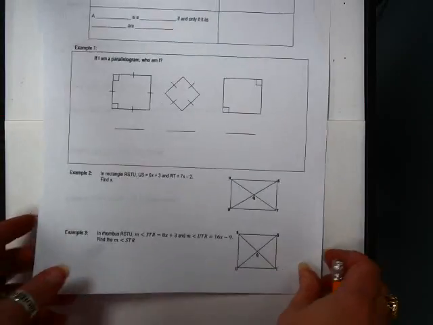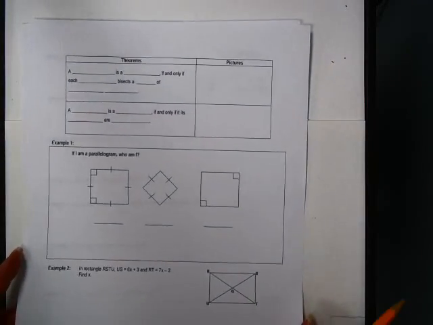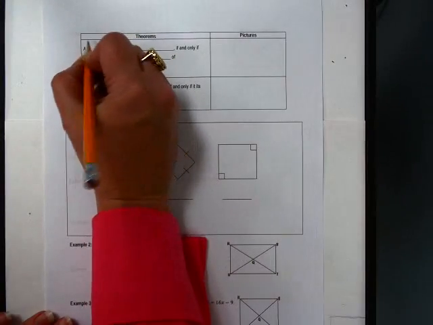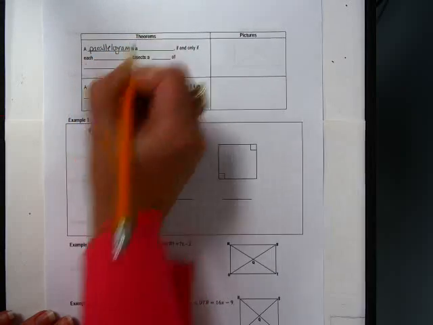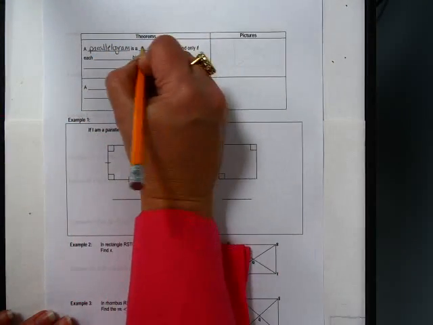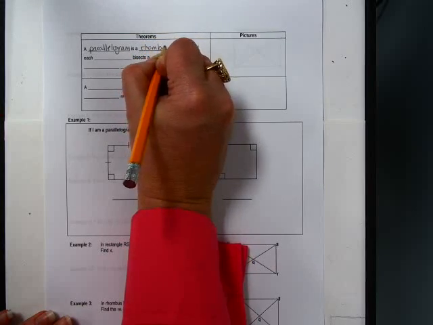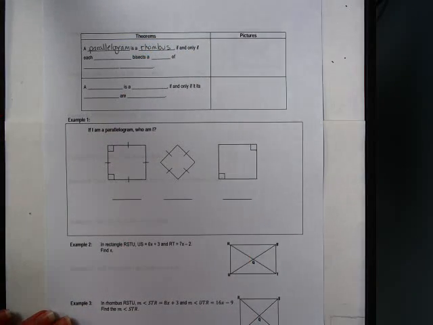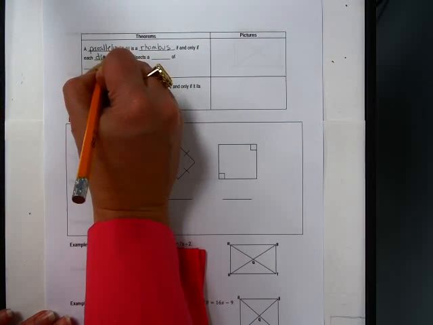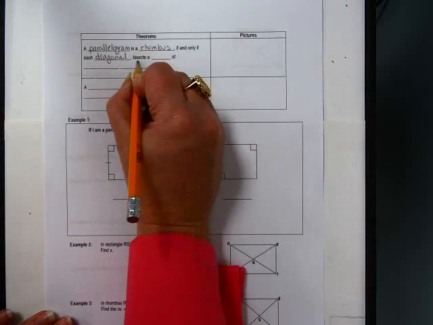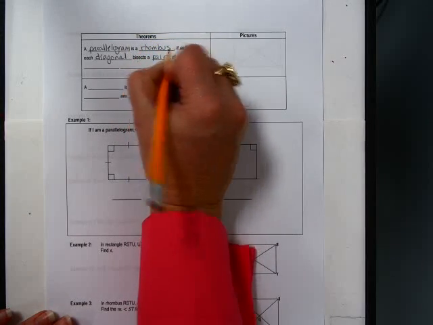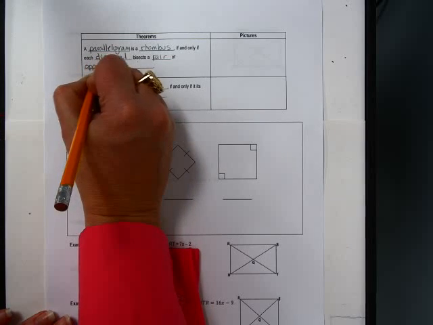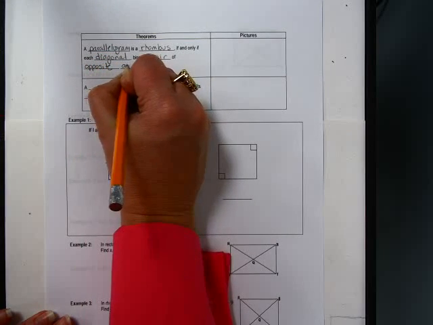All right, we have two more theorems. The first one says a parallelogram is a rhombus if and only if each diagonal bisects a pair of opposite angles.